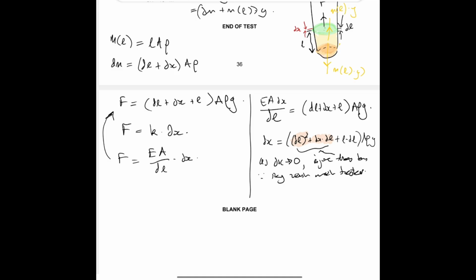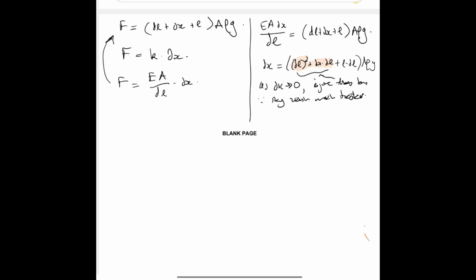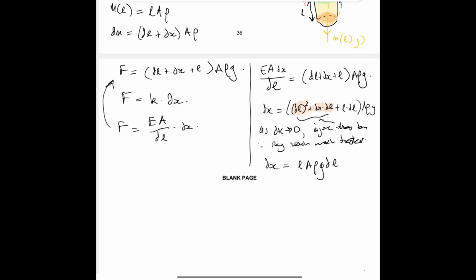See, this is the flimsy reason. This is why you need to study some high-level maths to be able to understand this. I hope maybe it's not too high level, but that's what I'm guessing. So then we get dx equals L A rho g dl. Is that it? I hope that's it.